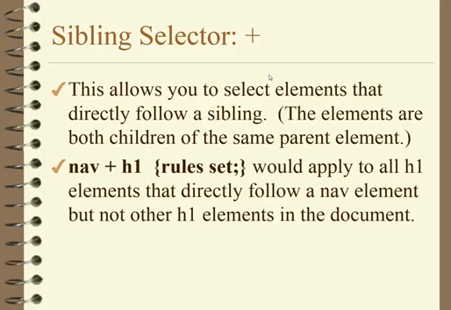Now, this is not a very good example because that's not too likely, actually, right? Because really what we would expect is that the H1 would be within the nav, and then it wouldn't be a sibling, it would be a child, okay? So that's not really a great example.